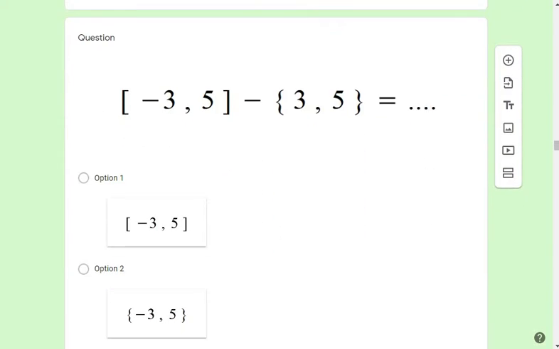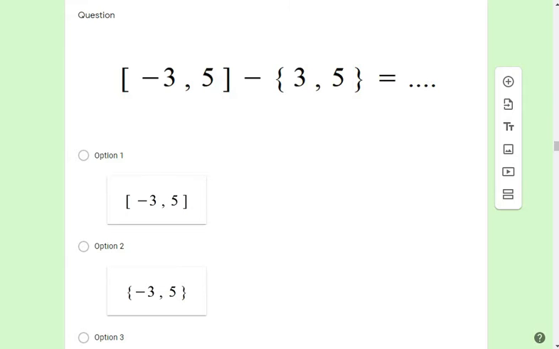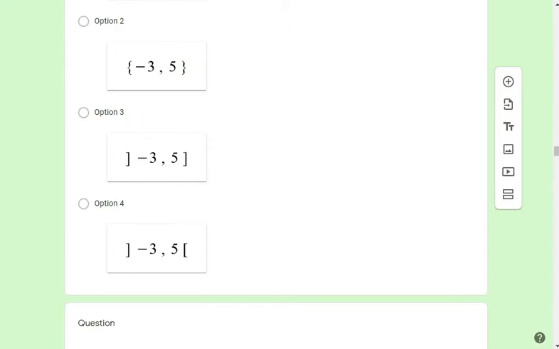The next, closed interval negative 3 and 5, difference, the set of 3 and 5 equals what? Choose one of the following answers: closed interval negative 3 and 5, the set of negative 3 and 5, semi-open interval negative 3 and 5, or open interval negative 3 and 5.